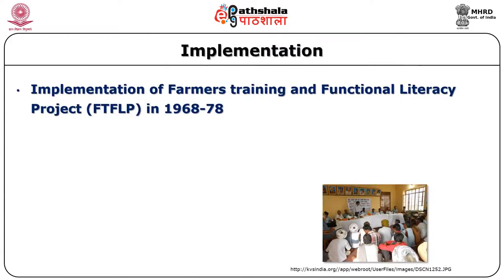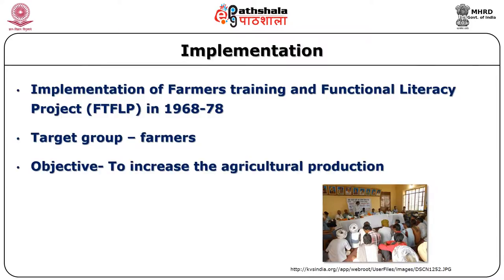Initially, the program was implemented in selected states of India. The implementation strategy included making a group of farmers who are interested in joining this literacy program. These farmers were collected, they were given training, and the focus was on functional literacy. It started in 1968 and ran to 1978, a duration of 10 years. As stated earlier, the target group was farmers. It was decided to link production, particularly agricultural production, with literacy. That's why the objective of this program was to increase agricultural production.